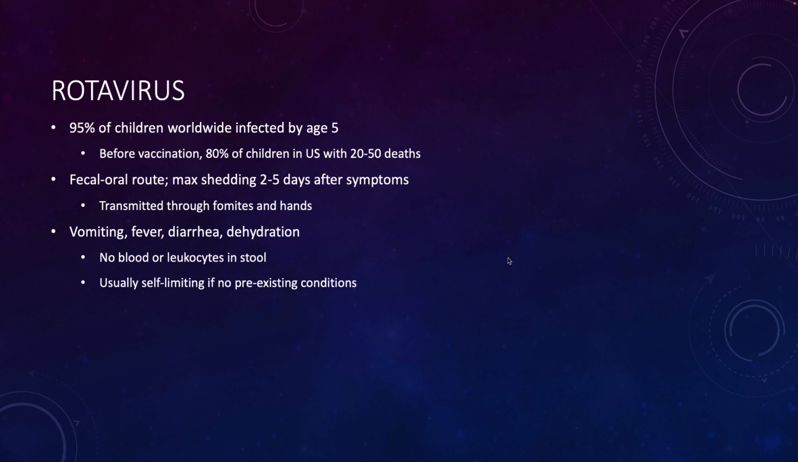Symptoms would include vomiting, diarrhea, fever, and of course dehydration. And that's the major issue. We worry about dehydration in our pediatric patients. We're not really going to see any blood or white blood cells in the stool. We're not talking about real destruction of the GI tract. We're talking about just the inability to absorb water properly. For most patients, including pediatric patients, this will be self-limiting, especially if there are no pre-existing conditions. But in patients who have pre-existing conditions, that can be a little bit more challenging.